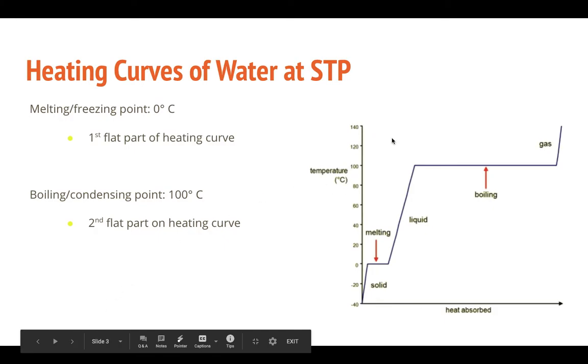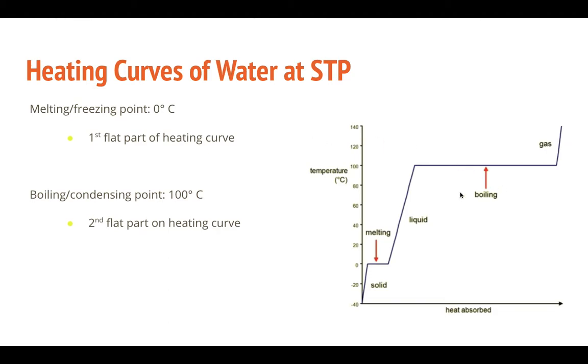So, this is the heating curve of water. What you should see is that the first flat part of the curve is the melting point, and that occurs at 0 degrees Celsius. Water melts at 0 degrees Celsius. We know that. It also freezes at 0 degrees Celsius. Its boiling and condensing point is at 100 degrees Celsius. So that's the second flat point.